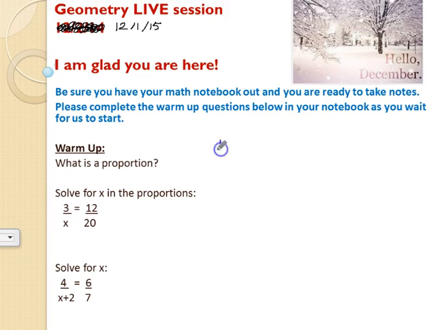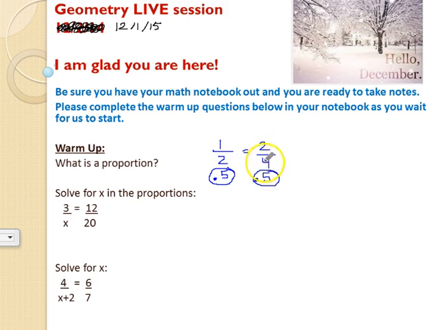So for example, 1/2 equals 2/4. This is an example of a proportion because both those fractions are equal. 1/2 as a decimal is 0.5, and 2/4 is also 0.5. So these 2 fractions or ratios are equal to one another.